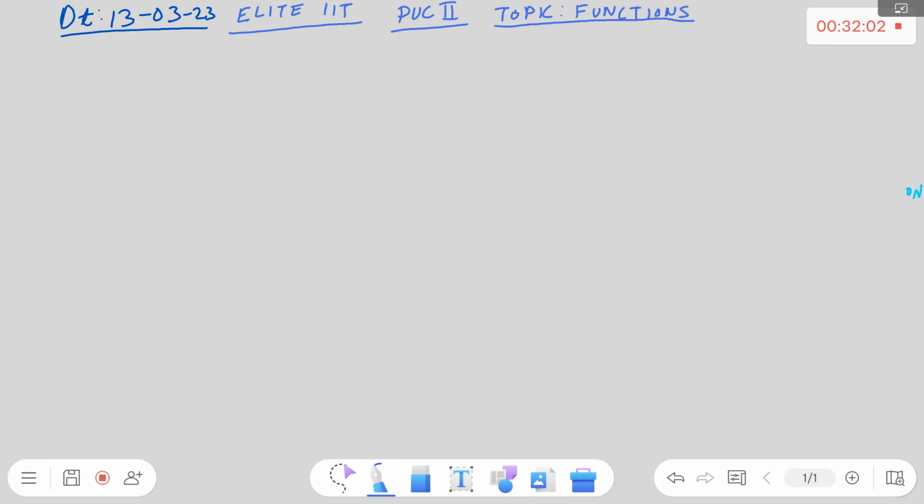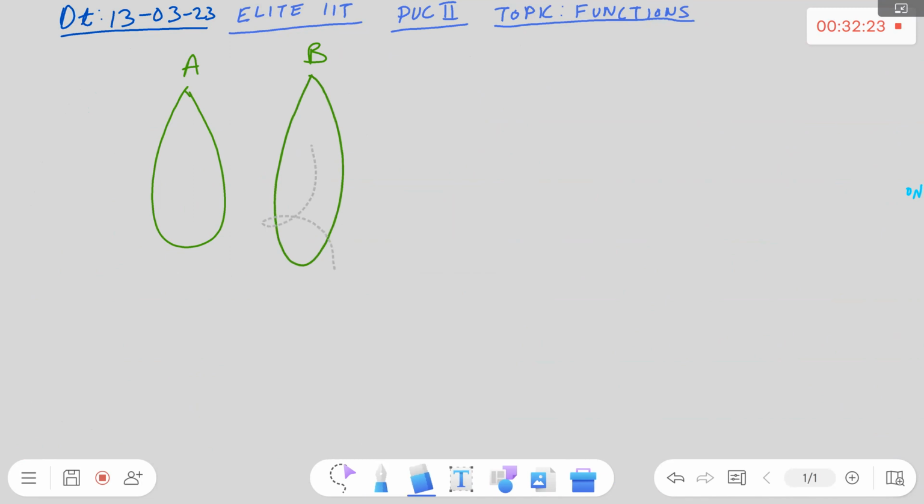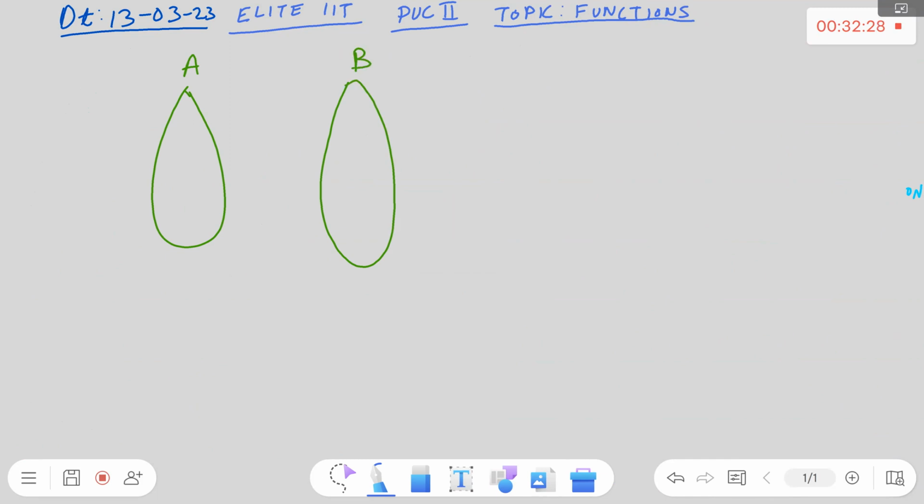Now we will see two other types of functions. This is your domain, this is your codomain, isn't it? Domain and codomain. Diagrams are easier to understand, isn't it? Representation is always easier to understand. So, A to B. We are taking again the function going from A to B.